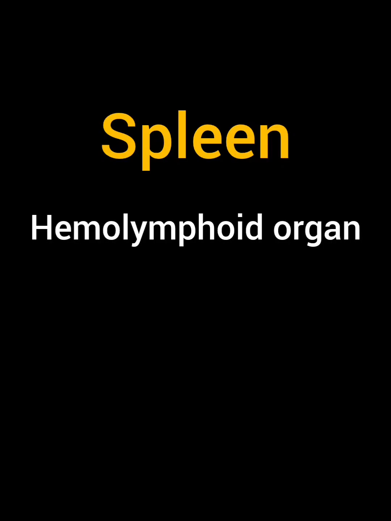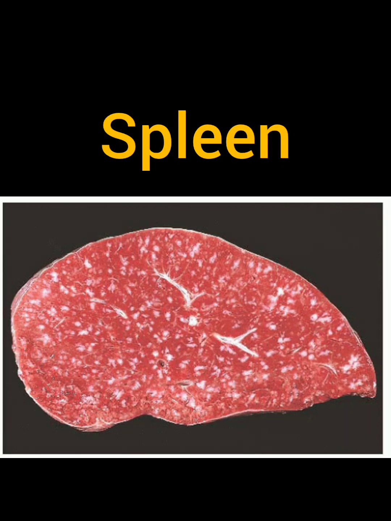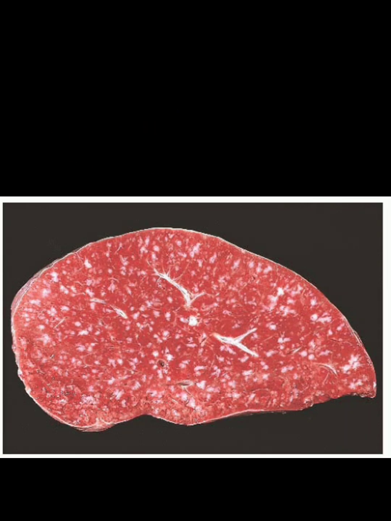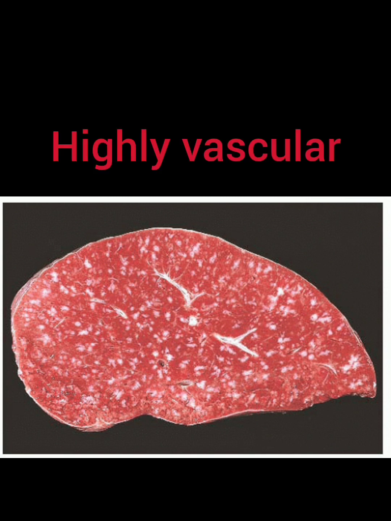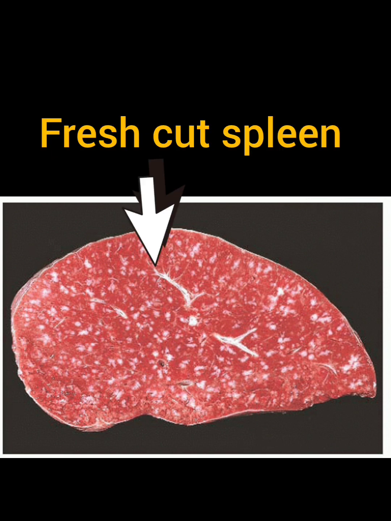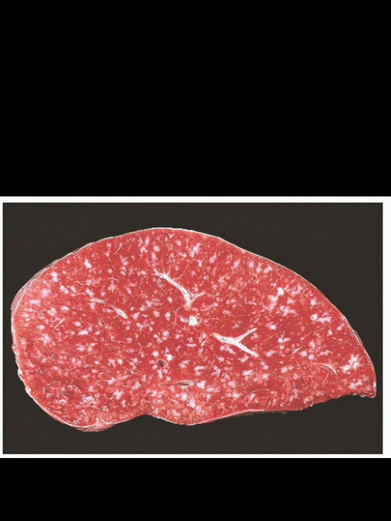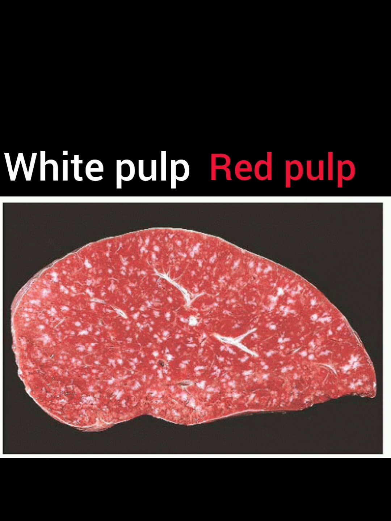Spleen is a hemolymphoid organ which filters blood. So it is highly vascular. But still, when we take section through a fresh spleen, we see many white spots. All these white spots are white pulp. Rest of the area is red pulp.